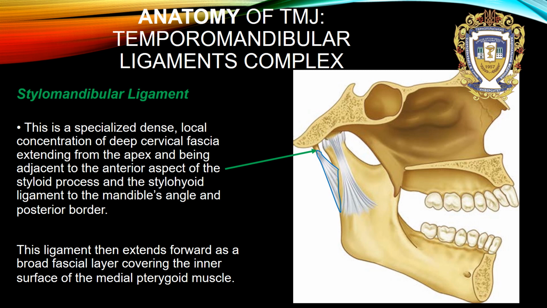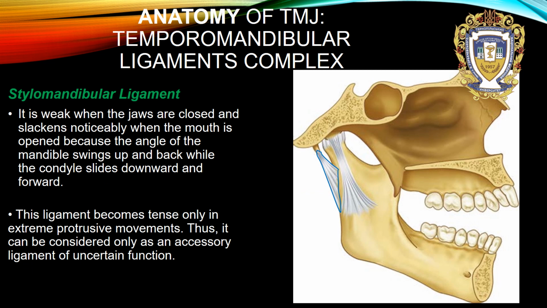From processus styloideus to the back ridge of the mandible. It is weak when the jaws are closed and slackens noticeably when the mouth is open because the angle of the mandible swings up and back while the condyle slides downward and forward. This ligament becomes tense only in extreme protrusive movements. Thus, it can be considered only as an accessory ligament of uncertain function.